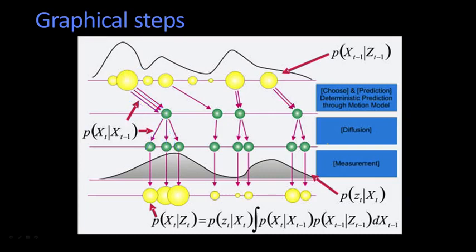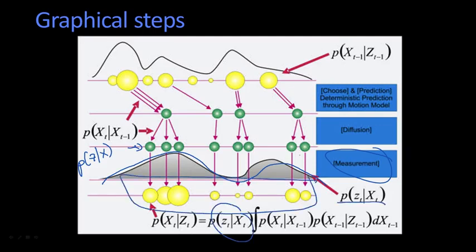Then we take our measurement, and we've got P of z given x. That's what this value is. And we just multiply these weights, which are all 1 to start with, by that value. Here it is, P of z given x. We just multiply it, and we end up with this new set of particles.